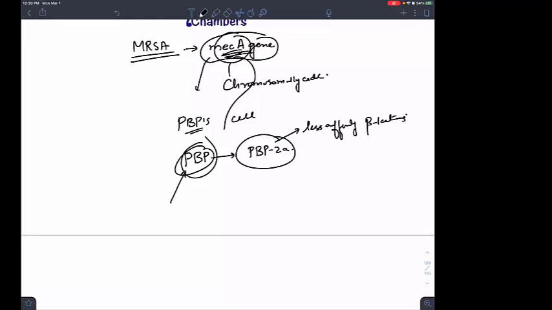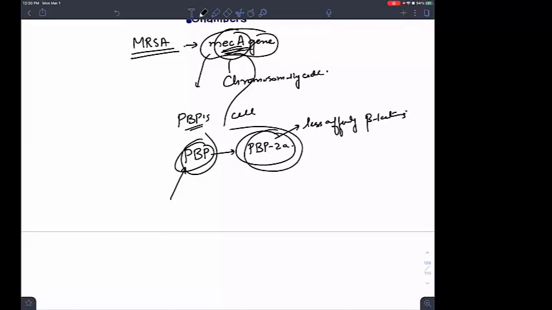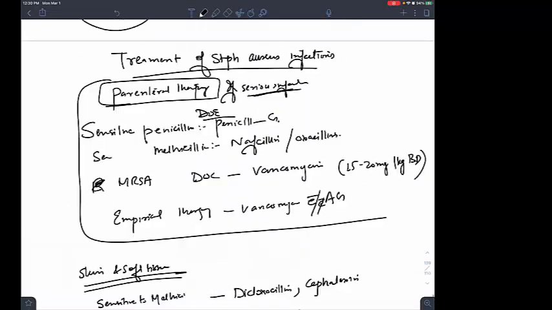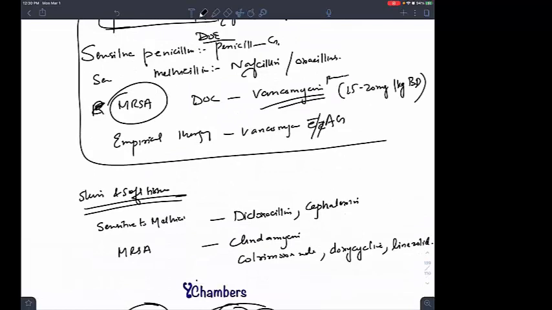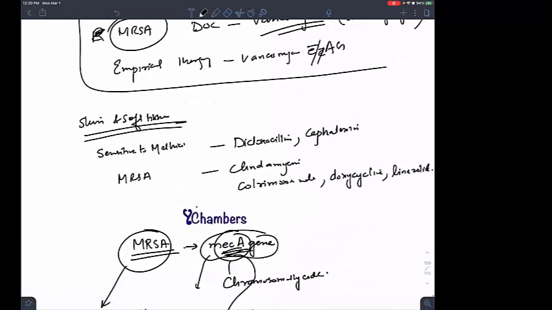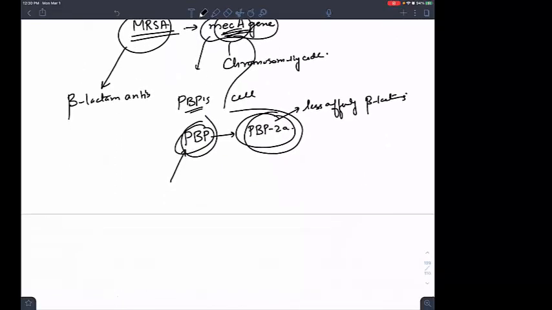So remember, MRSA with this PBP2A is resistant to all beta-lactam antibiotics. That's why in the above treatment we said that for MRSA we are giving vancomycin. We did not write penicillin or something like that, because of this reason. The PBP is already changed, so what will you target? The structure is not there to break the cross-links, since they have changed the cross-link structures.